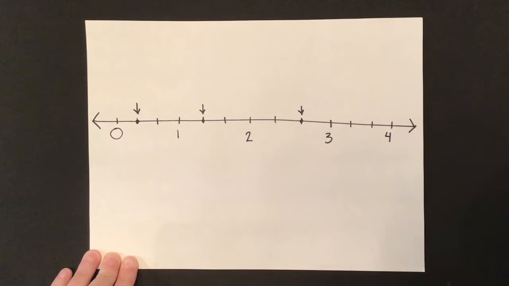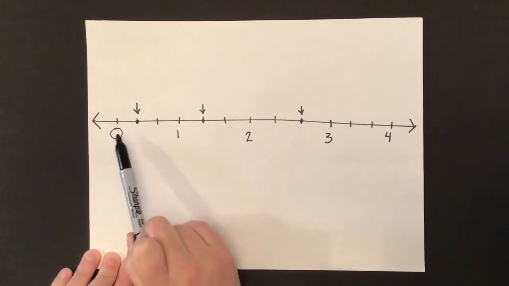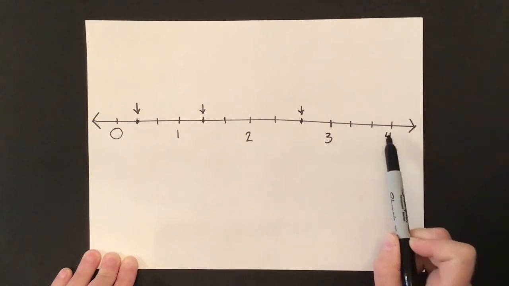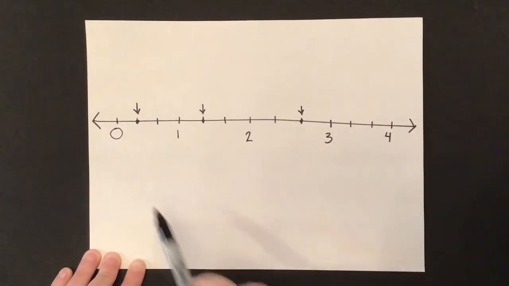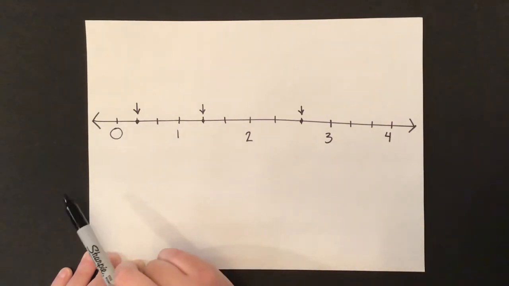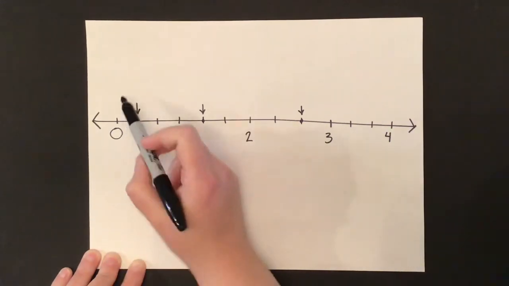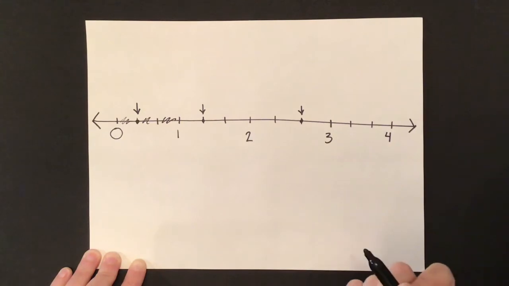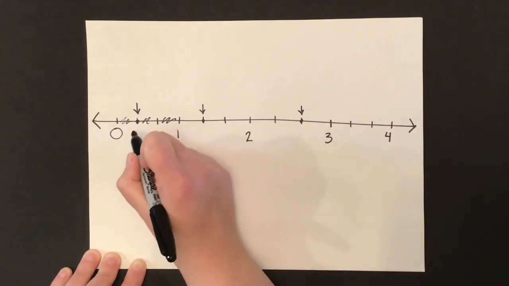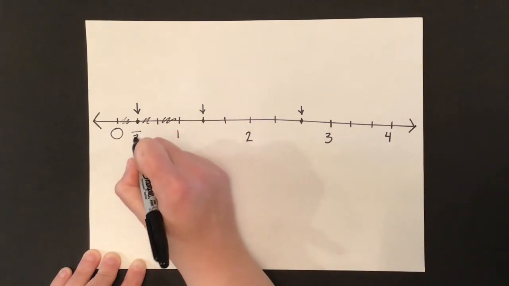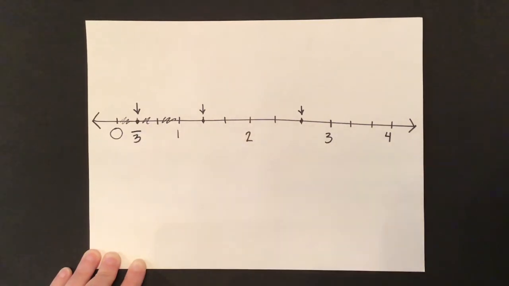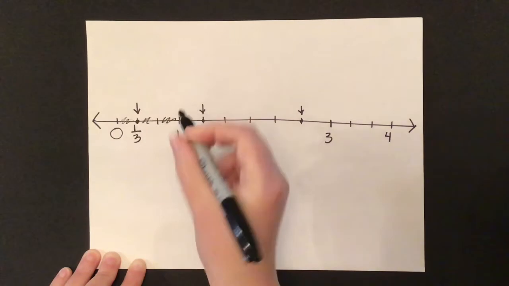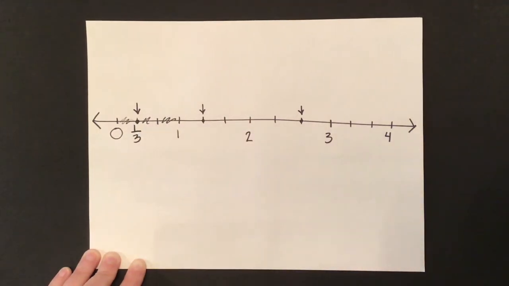Let's take a look at this number line. It also goes from 0 to 4. It looks like the whole has been divided into more pieces. We've got 1 piece, 2 pieces, 3 pieces. So we're working with thirds. And we've got 1 piece. So this point is at 1/3.